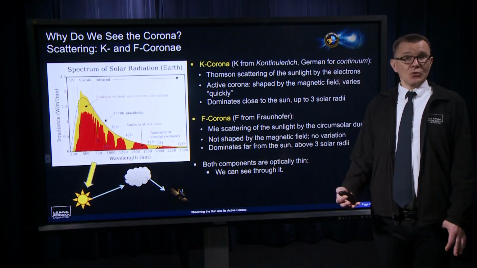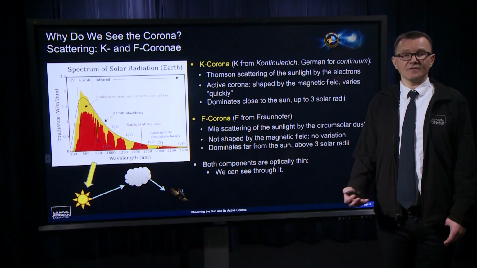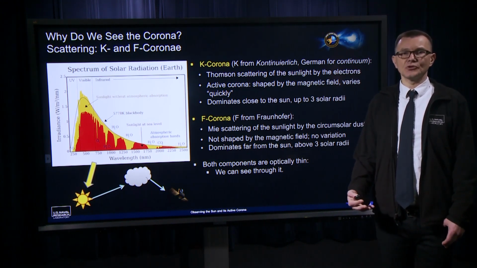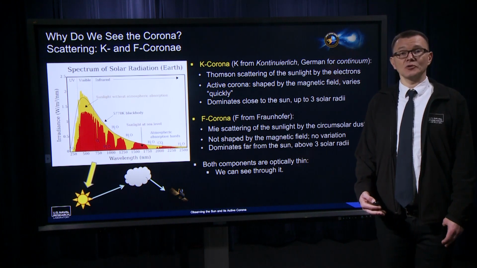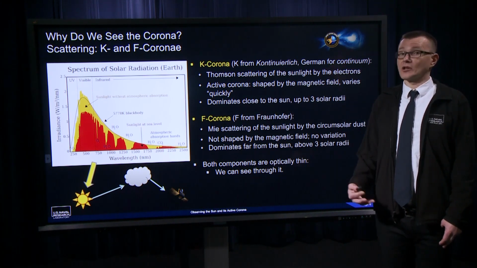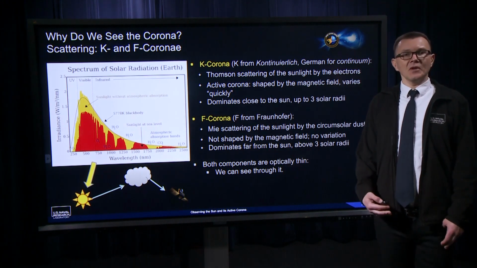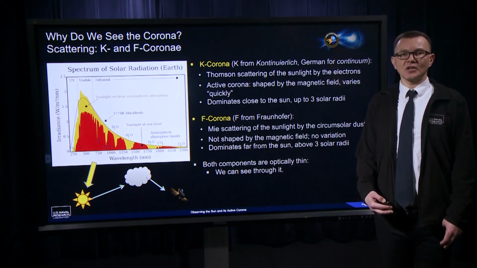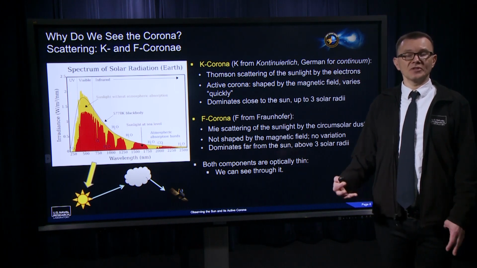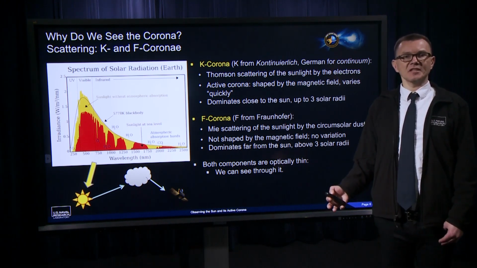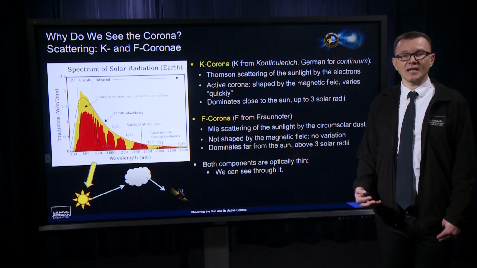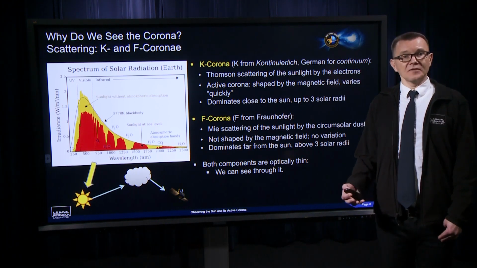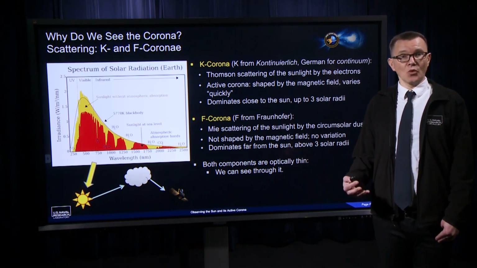The corona has two components named K and F. The K corona is due to Thomson scattering of the sunlight by the electrons of the coronal plasma. The K corona is shaped by the magnetic field of the Sun and can vary quickly. On the other hand, the F corona is due to the Mie scattering of the sunlight by the dust cloud surrounding the Sun. It is not shaped by the magnetic field and does not vary. The F corona is also called the zodiacal light. Last thing, the corona is optically thin, meaning we can see through it.